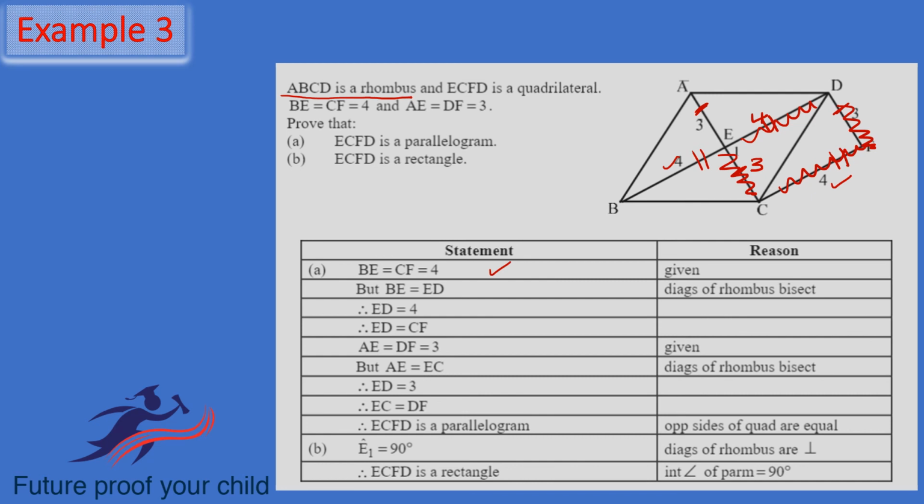And then it says that we have to prove that ECFD is a rectangle. Now, we already know that E1 is 90 degrees, and we get that from the diagonals of the rhombus are perpendicular because we know the original shape was a rhombus, the ABCD. So therefore, ECFD is a rectangle because the interior angle of the parallelogram will be 90 degrees.